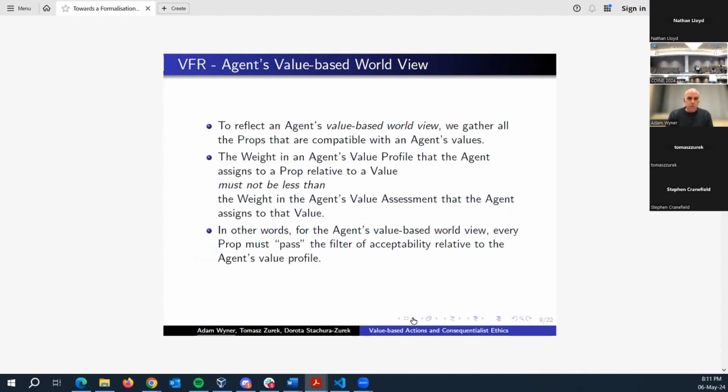So we can put them together. We want to reflect an agent's value-based worldview. That is, we want to gather together all the propositions that are compatible with the agent's values. And so in words, we'll have a formula on the next slide, but in words, this is the weight in an agent's value profile that the agent assigns to a proposition relative to value must not be less than the weight in the agent's value assessment that the agent assigns to that value. So what we create here is a kind of filter on a proposition, whether or not the proposition passes the agent's value-based filter. Let's have the next slide, please.